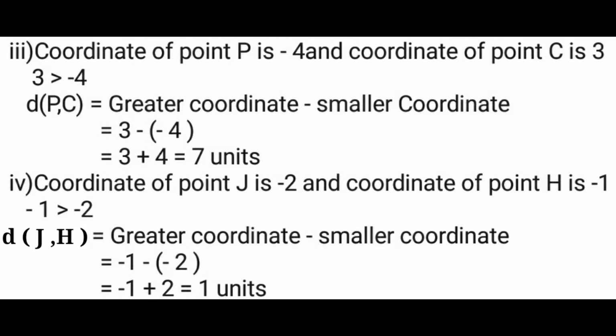Sub question number 4. Find distance JH. Coordinate of J is minus 2. Coordinate of H is minus 1. So be careful. First we have to identify which one is the greater coordinate. So minus 1 is greater than minus 2. So distance JH is equal to greater coordinate minus smaller coordinate, that is equal to minus 1 minus minus 2, that is equal to minus 1 plus 2, and therefore distance JH is equal to 1 unit.